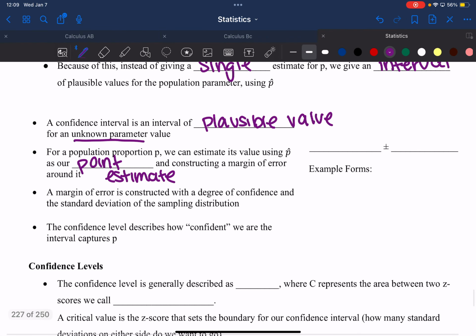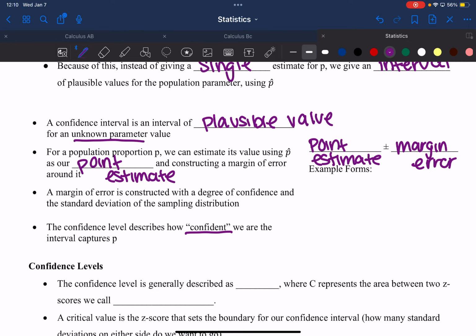A margin of error is constructed with a degree of confidence in the standard deviation of the sampling distribution. The confidence level describes how confident we are that the interval captures P. Okay, so the formula for this is the point estimate plus or minus the margin of error.